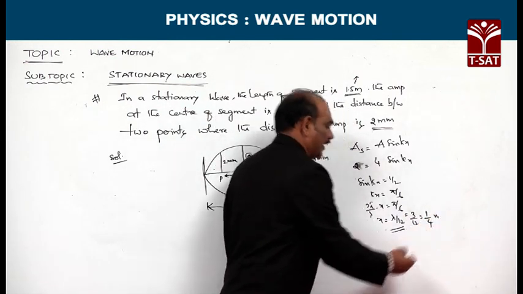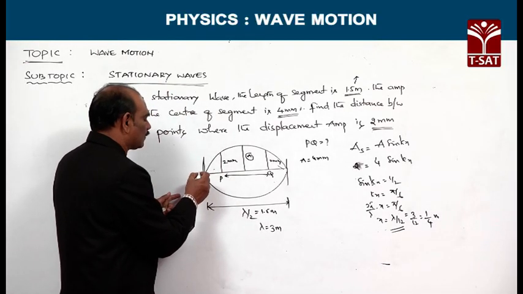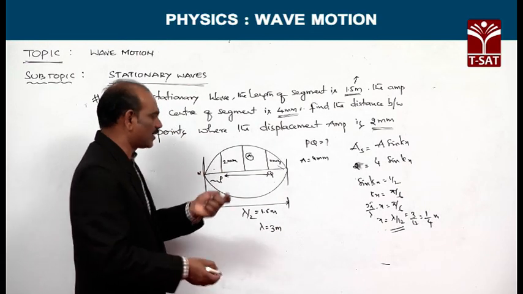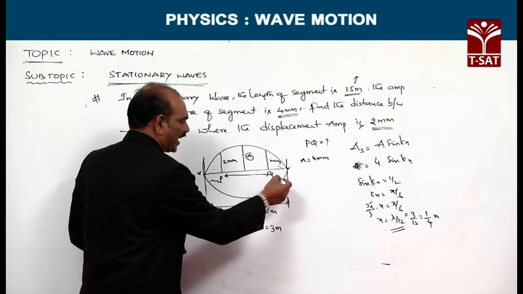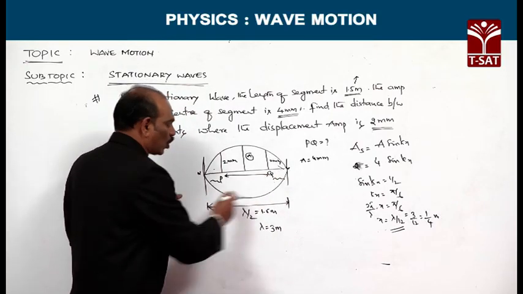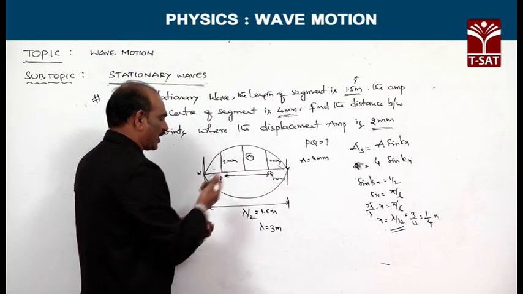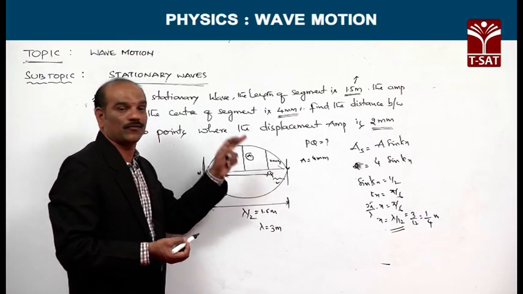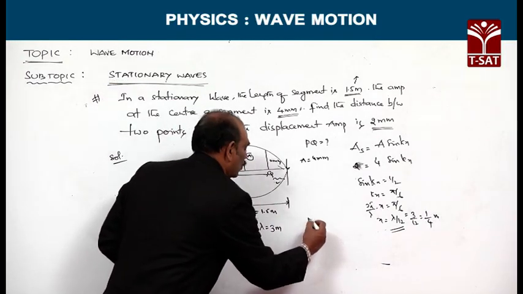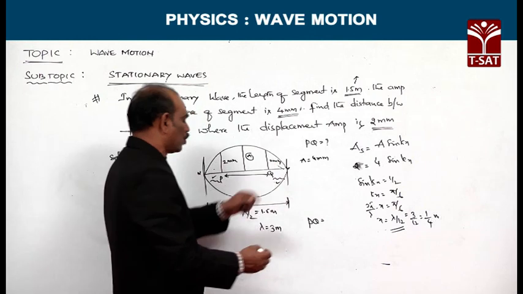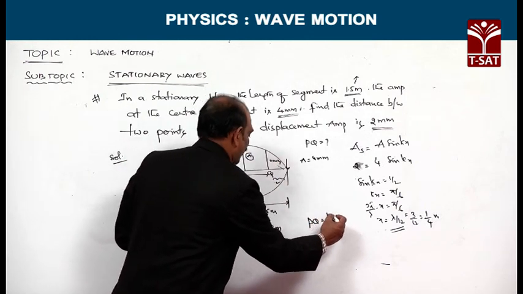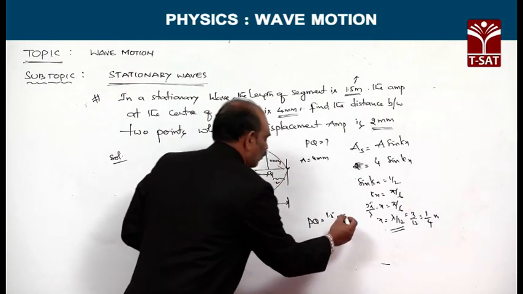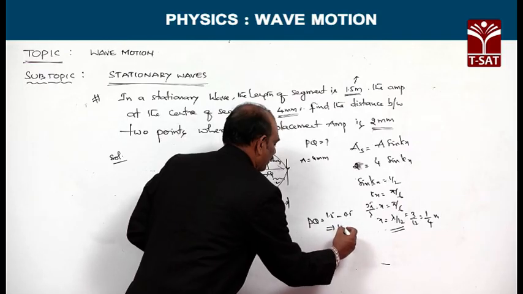1 by 4 means the distance from the node to point P is 1 by 4 meter. Similarly, the distance from the node to point Q is also 1 by 4 meter. The total length from node to node is 1.5 meters, given in the problem. From that, we have to subtract this distance and this distance, that is 1 by 4 plus 1 by 4, which is 1 by 2, or 0.5. So the distance between PQ is 1.5 minus 0.5, which is 1 meter.